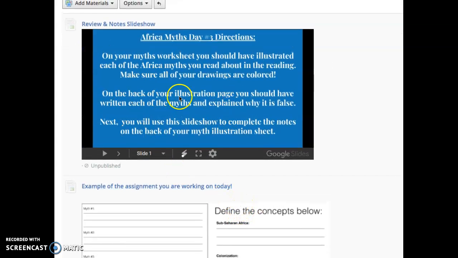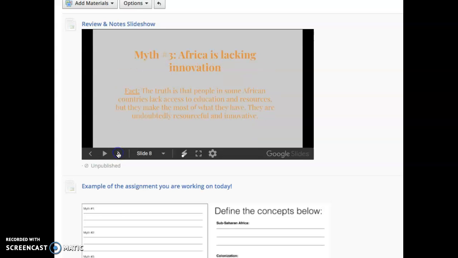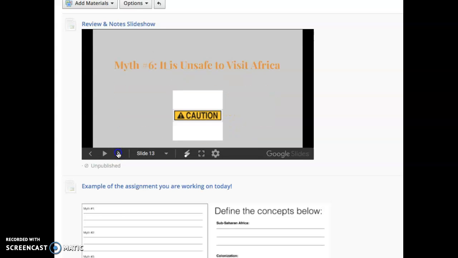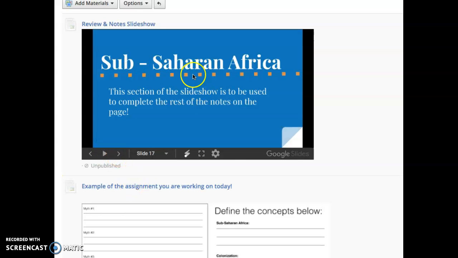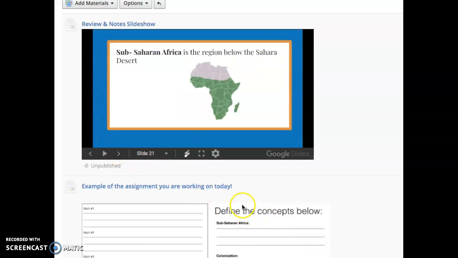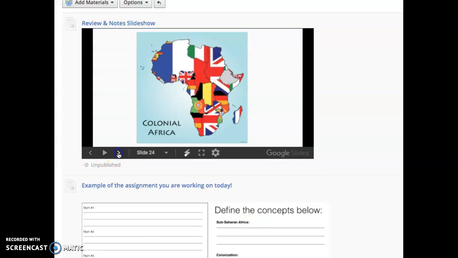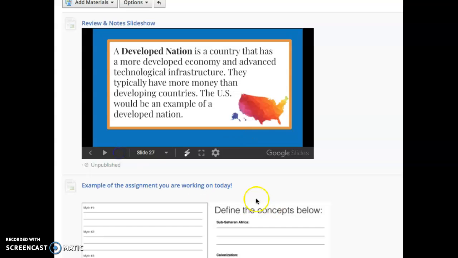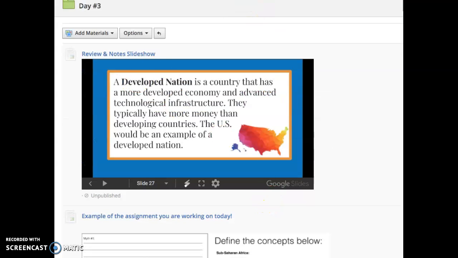And you're going to use this slideshow to help you do that, okay? So it goes through each myth, it explains why they're untrue, which you'll put on the left-hand side there. And then the sub-Saharan Africa side, you will add some of these things to your note sheet over here as far as some of those vocab words go, and then looking at colonization and the difference between a developed and developing country will go here at the bottom. Okay, so that is day 3.